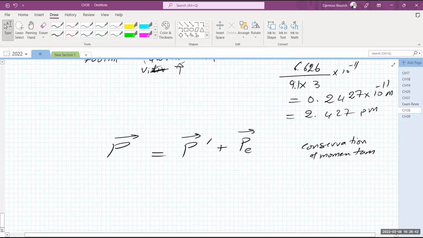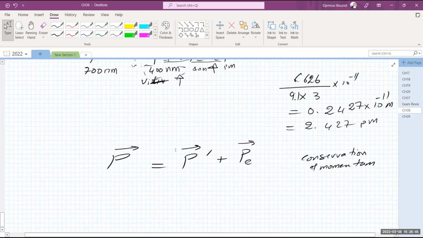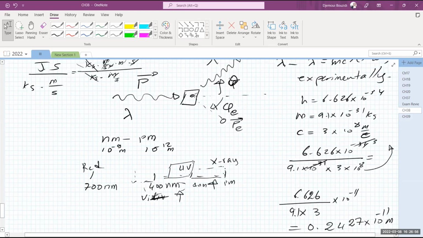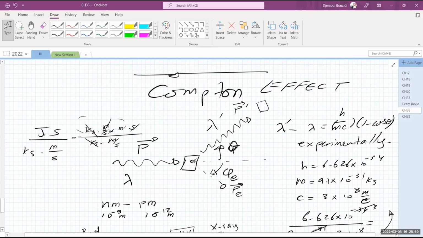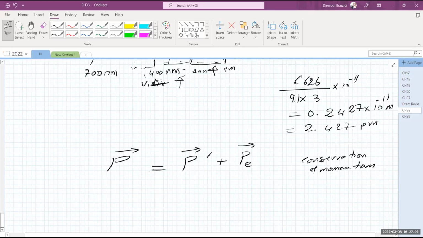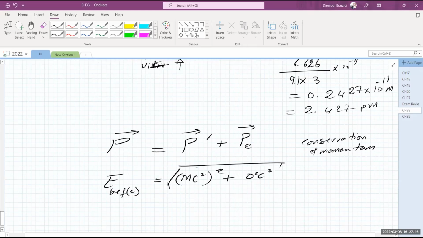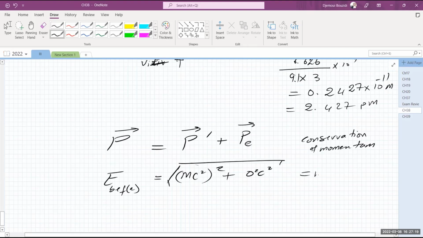The other expression that we're going to use here is the conservation of energy. The energy before is that of the photon and the electron, and the energy after is that of the outgoing photon, because the incoming one is gone, and that of the electron. The electron was standing still, so for the electron before, the energy is the square root of m squared c to the fourth plus 0 squared c squared, because it was not moving on average. So this is just mc squared, where m is the mass of the electron.